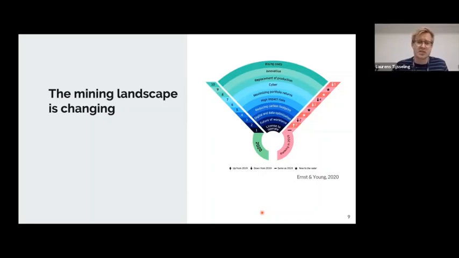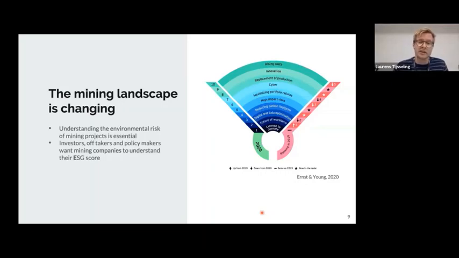And that's really quite interesting because in the last few years it's become more essential that for mining projects in development, understanding of their environmental risk is becoming really important for the investors, the off-takers, and the policymakers. They all want their mining companies to understand their ESG scores. And ESG stands for environmental, social, and governance.